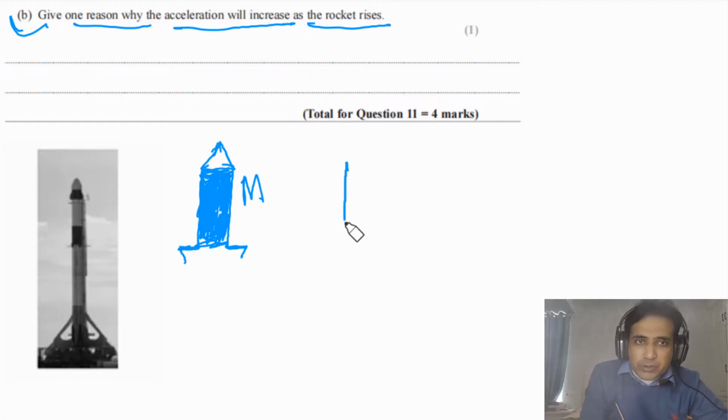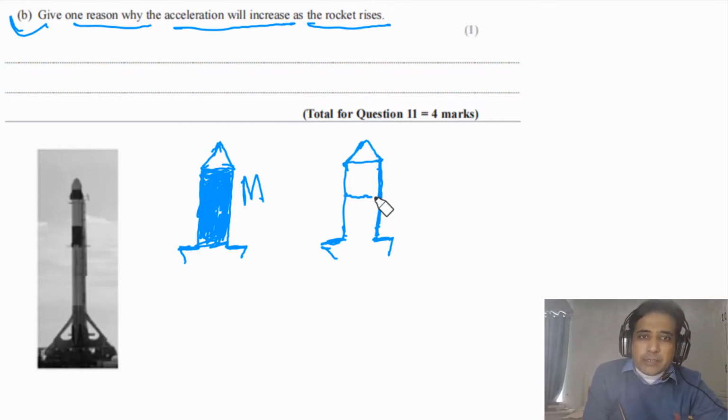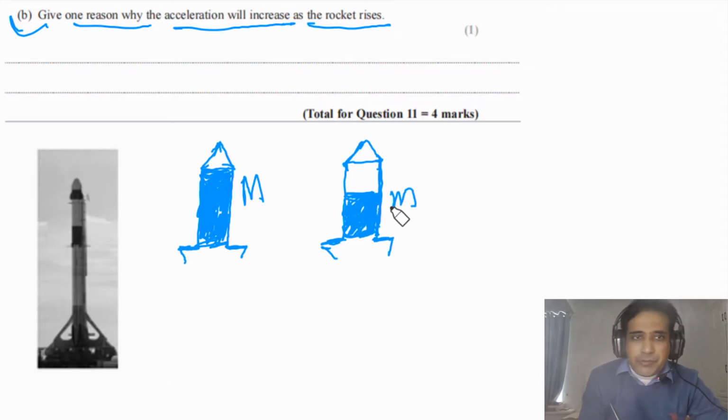Now when this rocket is rising, it will use the fuel, so we can redraw this rocket now. This is the rocket, and here we have the head of the rocket. Now the mass of the fuel inside the rocket has decreased because the fuel is used up by the rocket. So now we can imagine the total mass of rocket and fuel is small m. So mass has decreased.